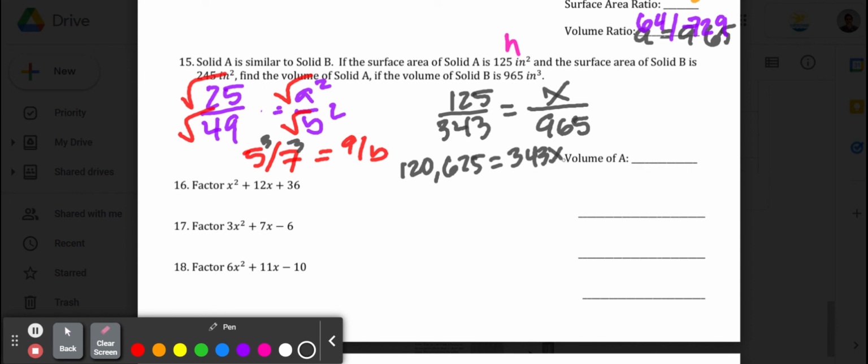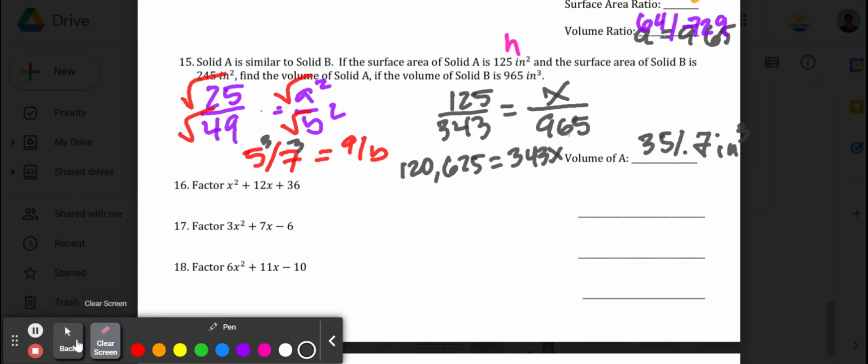120,625 divided by 343. So that's 351.7, we'll call it, cubic inches. And A should be smaller as it has a smaller surface area.